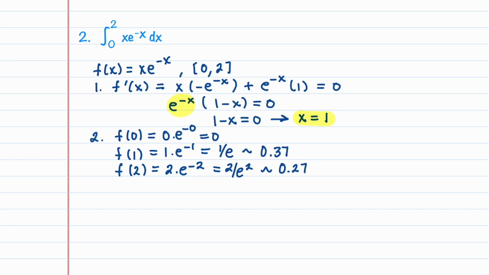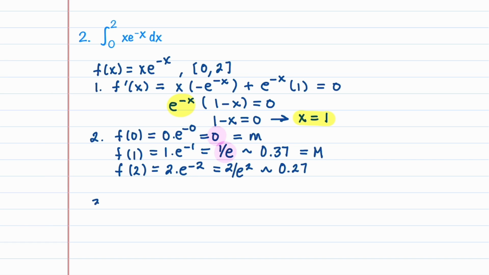Now we want to compare all three of these values. Our smallest value is this value right here, so we're going to let this be equal to little m. And then our largest value is 1 over e. So this is equal to capital M.